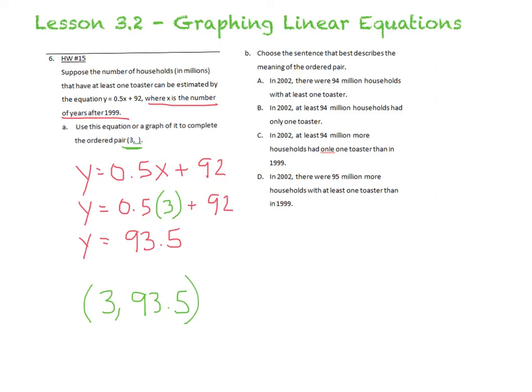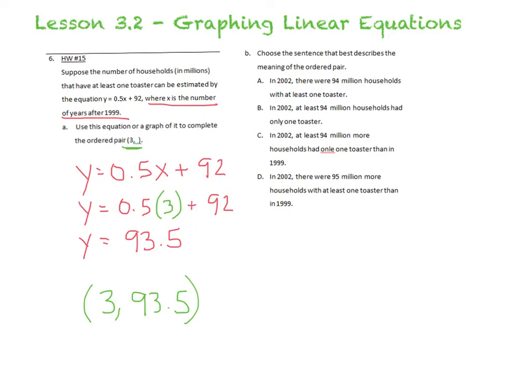So in part B, they want us to analyze the data. We need to look at these sentences and basically describe what we just found out. One thing you'll notice is it's talking about 94 million households. Since we have 93.5, they've just rounded up. The first choice, A, says in 2002, there were 94 million households with at least one toaster.